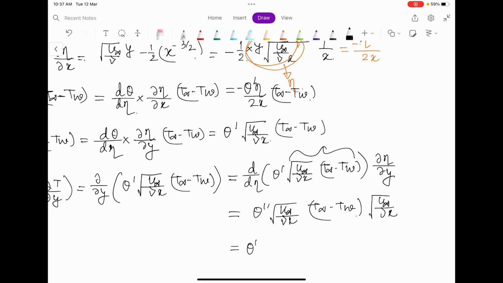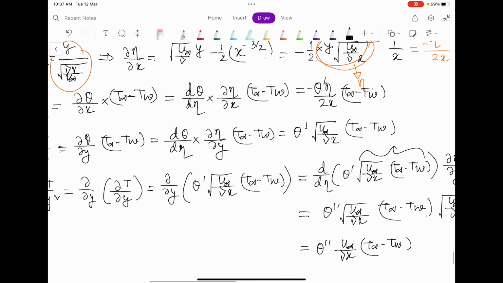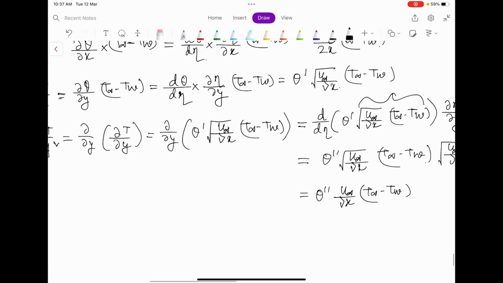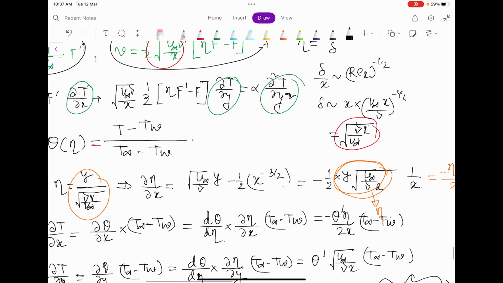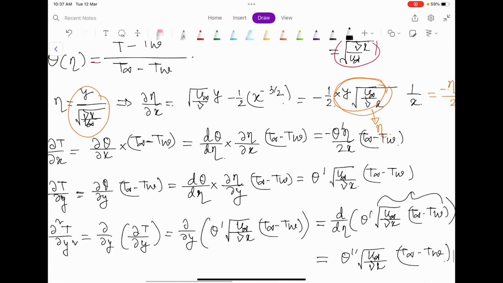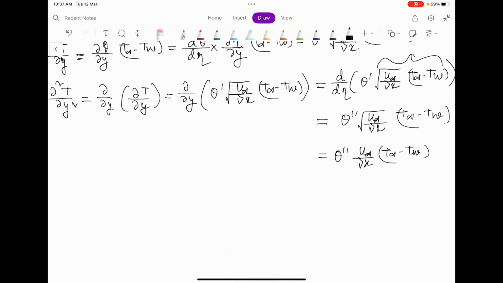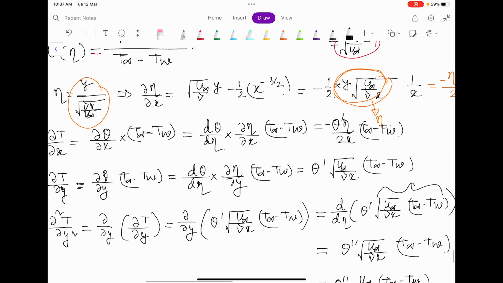So this turned out as this into t infinity minus t1. Now we have the forms. So let us put them one by one into the energy equation. So u into that, right? So u was what? U was f dash.